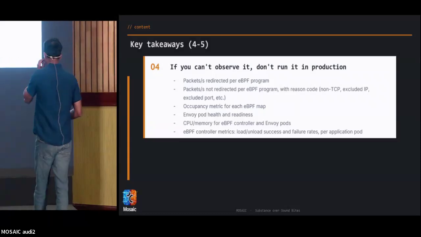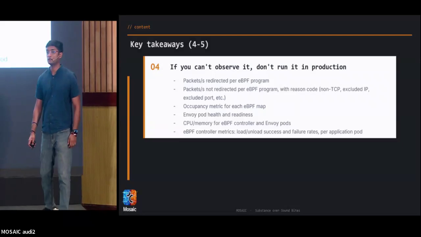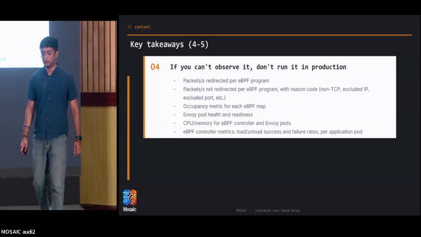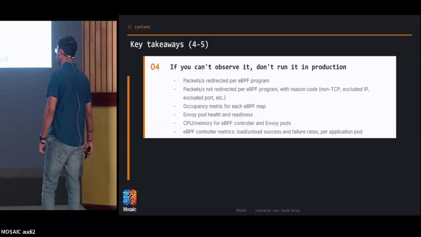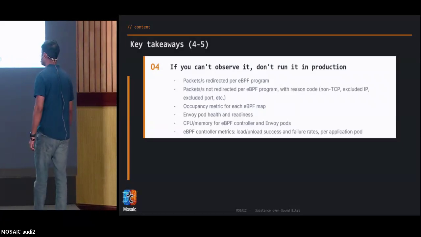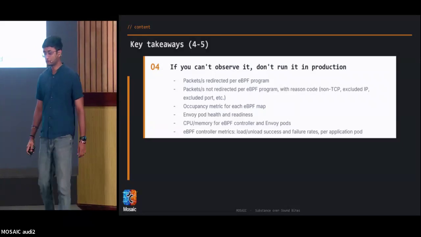Then, if you can't observe it, do not run it in production. We built the dashboards on day one. We did not want to compromise on alerting, because everything is critical in production. So these are some of the metrics that we observed.